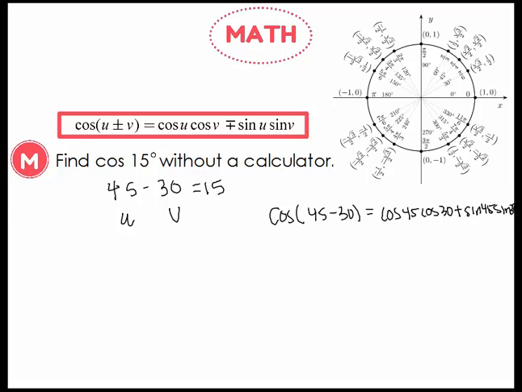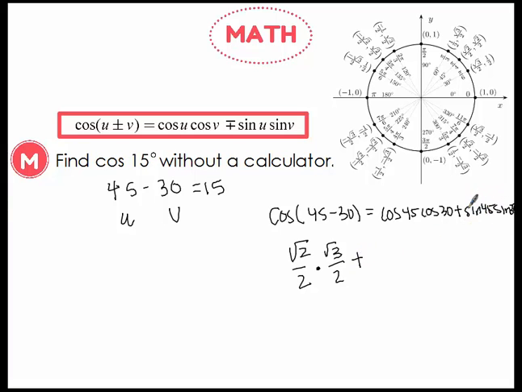Then from here, sorry I wrote it so small over here, but from here we can figure out what sine of 45 is, what sine of 30 is, what cosine of 45 is, and what cosine of 30 is. So we're going to use our unit circle to find those values. Cosine of 45 is right here. That's our x value at 45, which is rad 2 over 2. Our cosine of 30 degrees, right here at 30, our x value is rad 3 over 2. We keep our plus sign in the center.